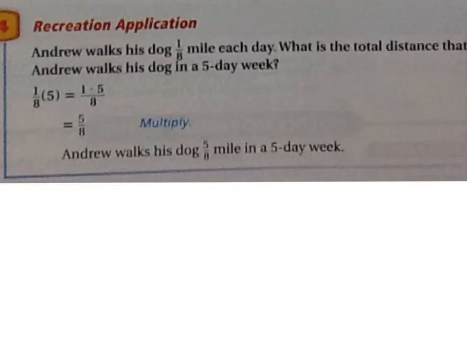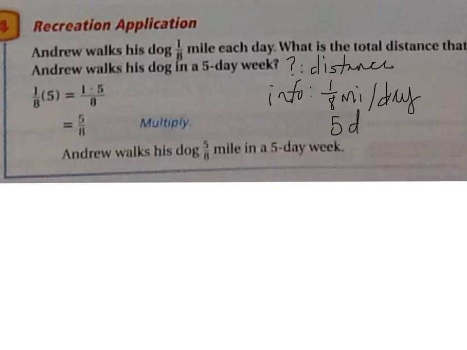Andrew walks his dog 1/8 of a mile each day. What is the total distance that Andrew walks his dog in a 5-day week? Okay, so what do you ask to find? Yeah, so the distance for the whole week. What information are you going to use? Per day. And 5 days is what he walks.